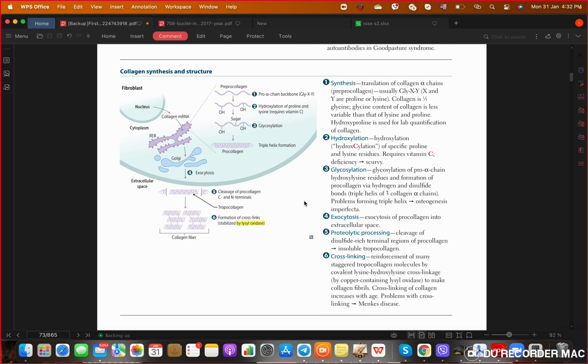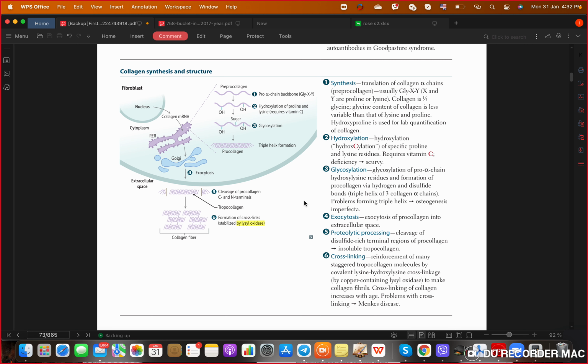The glycine content of collagen is less variable than the other two. Hydroxyproline, however, is used for lab quantification of collagen. It's just a test that we can do for quantifying the collagen. However, the most dominant amino acid in the collagen chain is glycine.